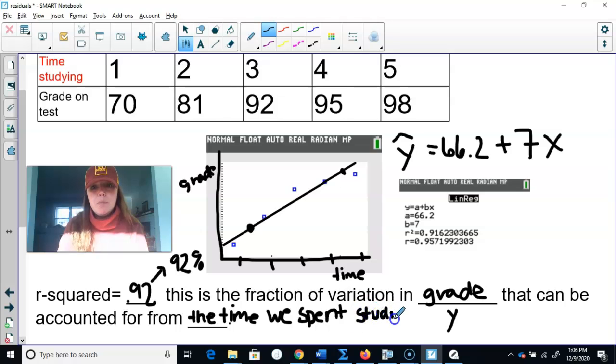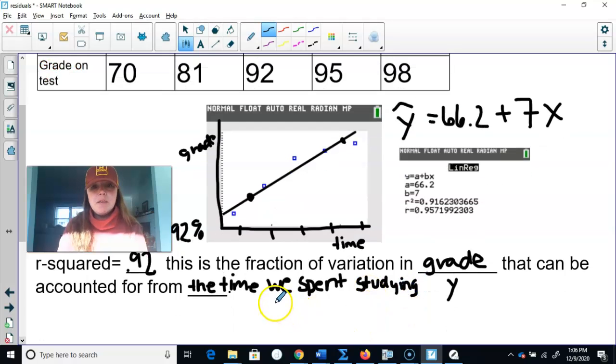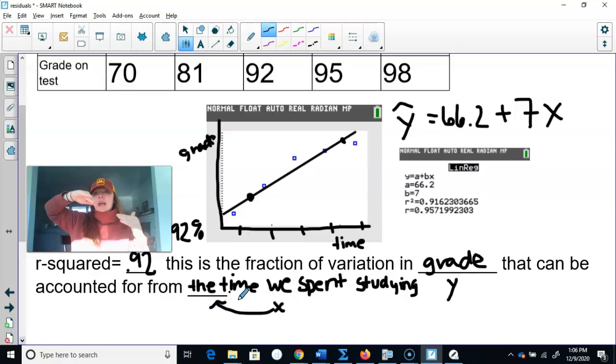How did I know how to put that there? I should have typed it. That took me a while. It's always X in this blank. That line is saying we're going to have change, and how much of that change from that line is because of the X value? So 92% of that change in Y on this line is because of how much time we studied.